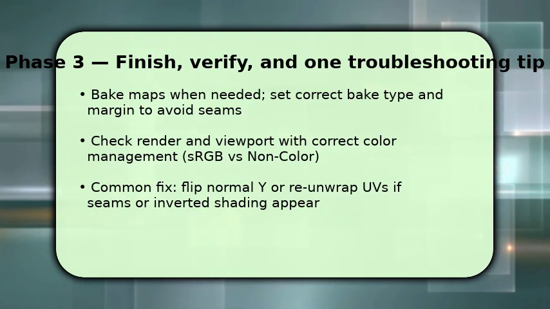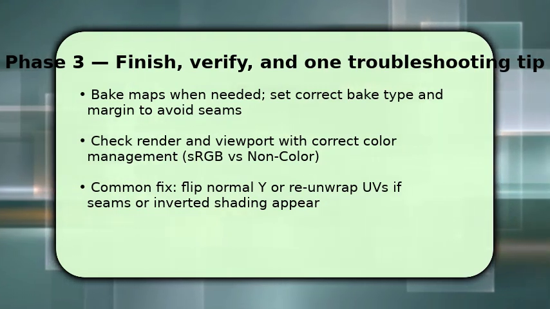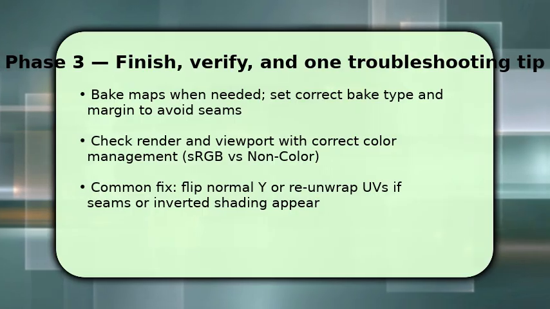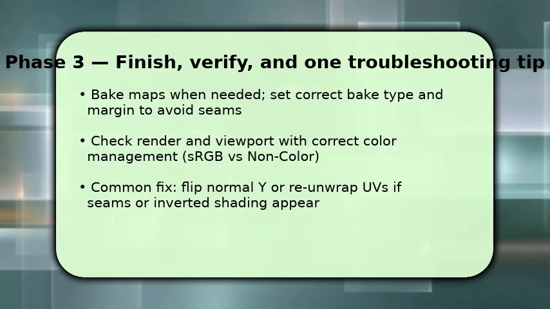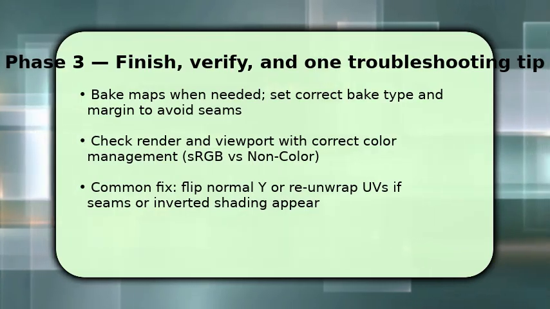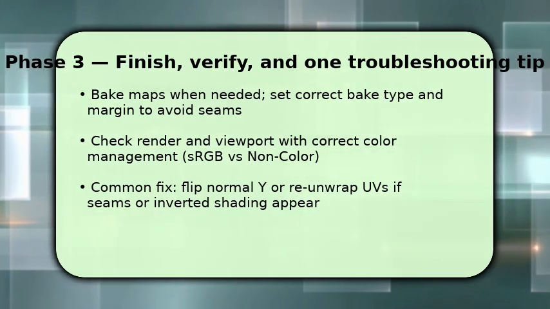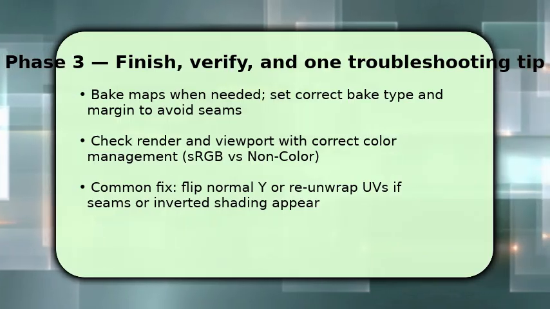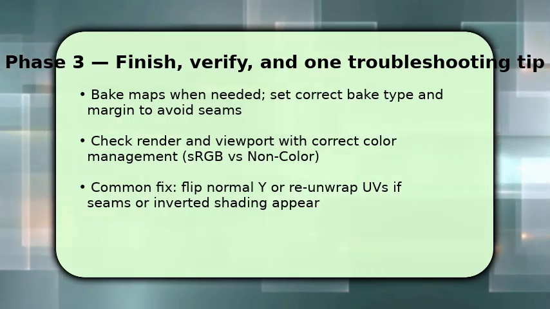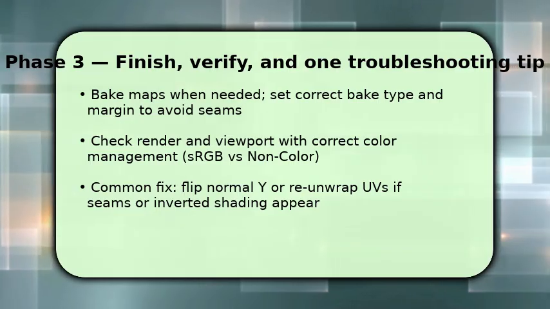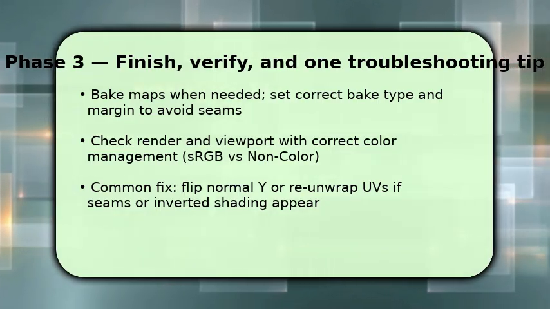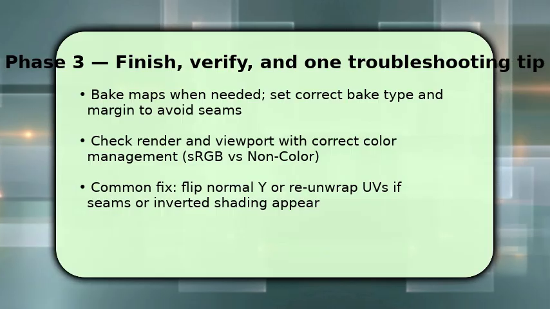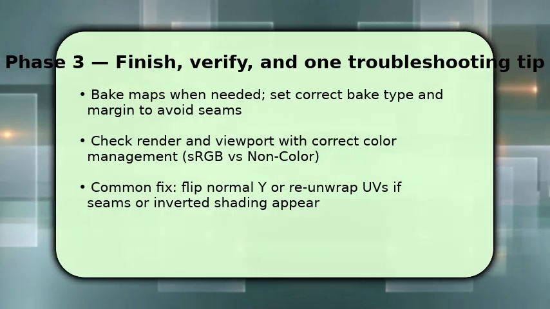can hide errors. Bake maps when consolidating layers, select the proper bake type, increase margin to fix edge bleeding, and verify the target image resolution. If shading looks off, inspect the normal map orientation and flip the Y channel if necessary, and re-unwrap UVs around visible seams. If you still see artifacts, recheck image texture color space settings. Make sure data maps use non-color, which often resolves subtle lighting errors.